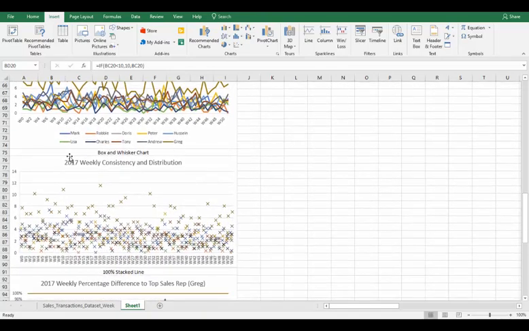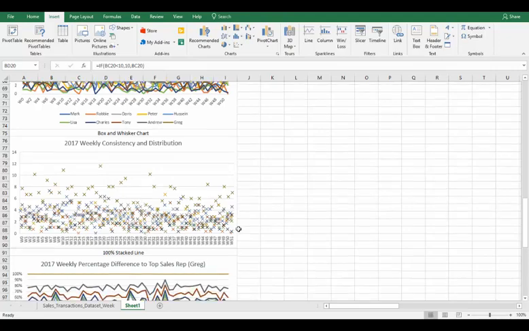Then what we have here is our consistency distribution, which is done with a box and whisker chart. And you can clearly see here, again, the same thing we saw up above, that the vast majority of people are right here at about this line, somewhere around 3 sales per week. And obviously Greg, you can see him way up here, is in the 7 to 12 range per week. That's a lot of cars compared to what's down there.